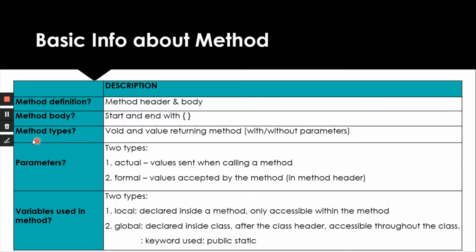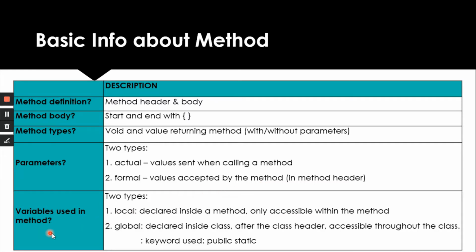Okay, the next one is the method types. We have two types of methods, void and value returning method. These void and value returning methods can be with or without parameters, depending on the design of your code. So what are these parameters? There are two types of parameters. First is actual and second is formal. Actual parameters are the values that are sent when you call a method, while formal parameters are the values accepted by the method, where you will see in the method header, you will have the values inside a bracket. We will see an example later on.